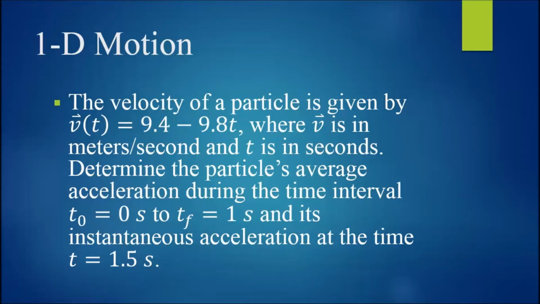So let's look at an example. The velocity of a particle is given by the function v of t is equal to 9.4 minus 9.8 times t, where the velocity is in meters per second and t is in seconds. Determine the particle's average acceleration during the time interval from 0 to 1 second and its instantaneous acceleration at the time t equals 1.5 seconds.